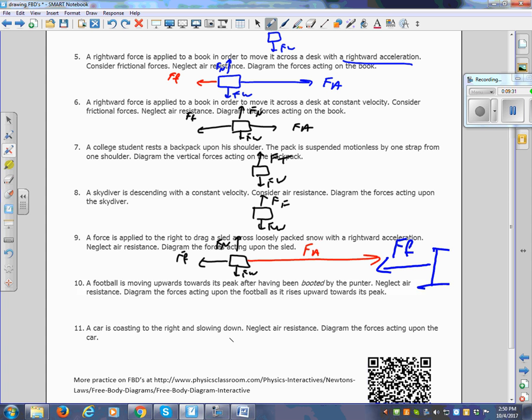Ah, yes. And number 10, this is the one that fights always break out over. A football is moving upward towards its peak after having been booted. Neglect air resistance. So, of course, football happens on Earth, so we've got the weight force. And that's it. Yep. There is no force up, because this is just momentum now. Exactly right.